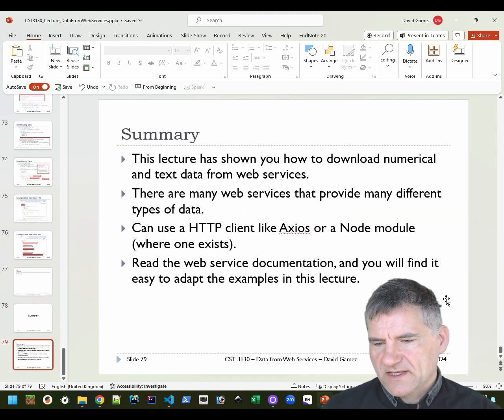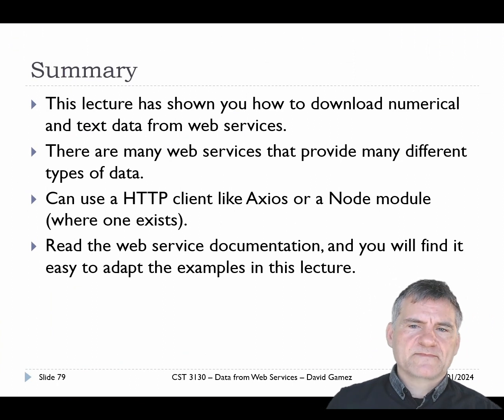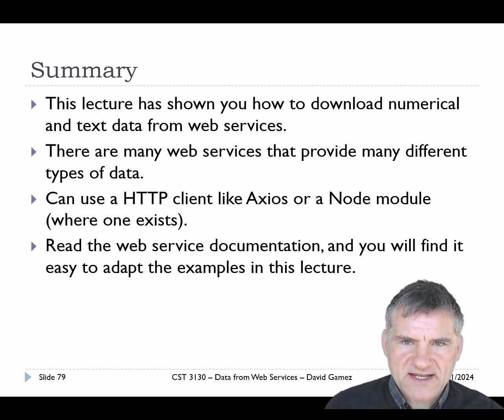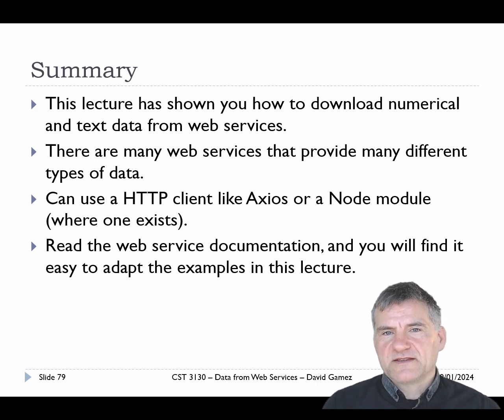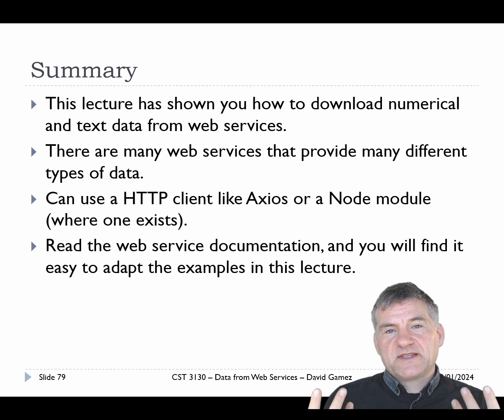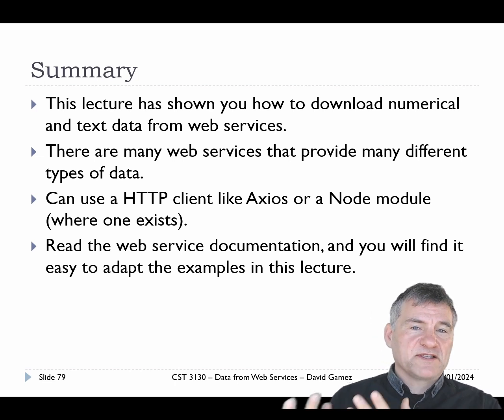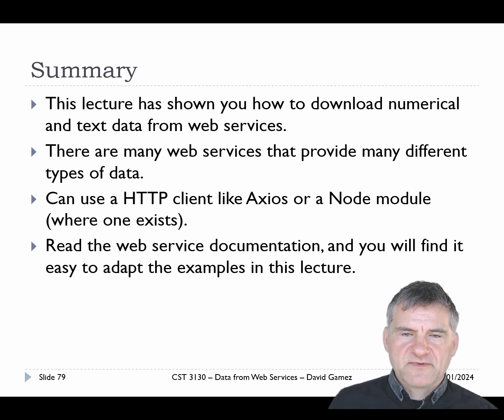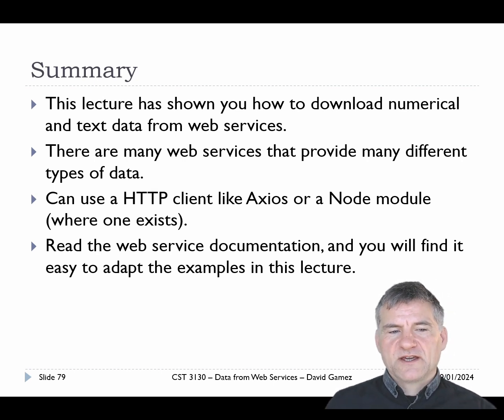Okay, so about wrapped up here, I think, yeah. So this lecture is showing you how to download numerical and text data from web services. Yeah, so web services are a much better way to get this kind of data than web scraping. But obviously we did some web scraping because in many cases there is no web service that provides the data you want to get. Yeah, lots of different web services out there that provide lots of different types of data. You know, you're welcome to use an HTTP client like Axios, which is really easy and straightforward. Or if there's a Node module out there, then sometimes that's more convenient.